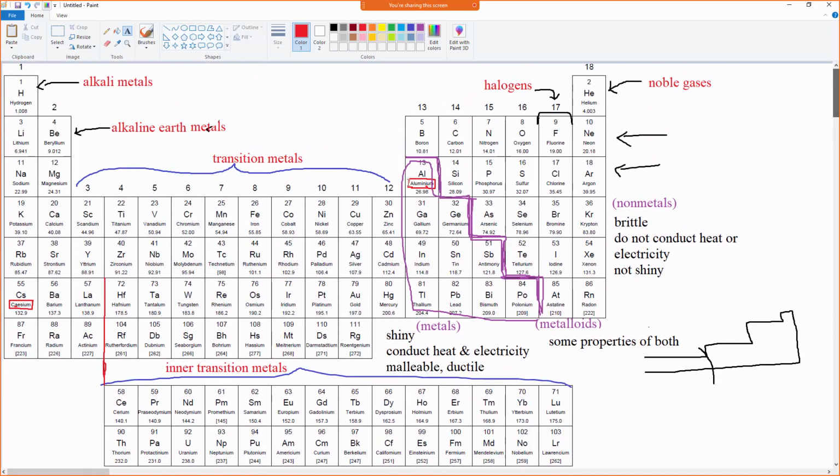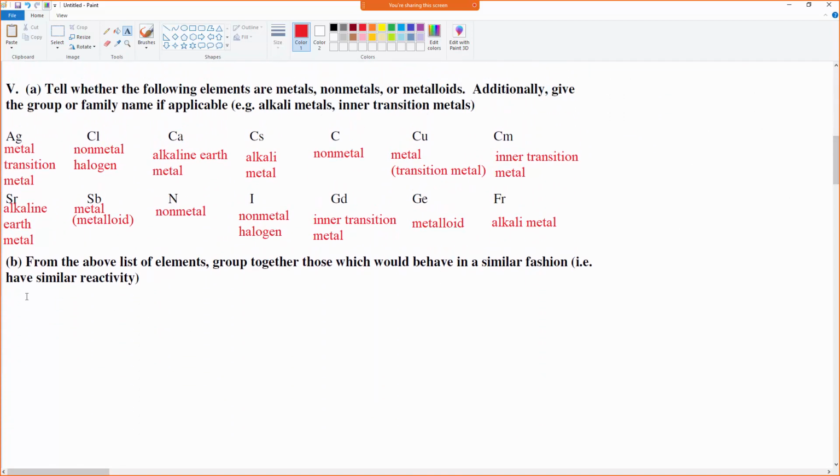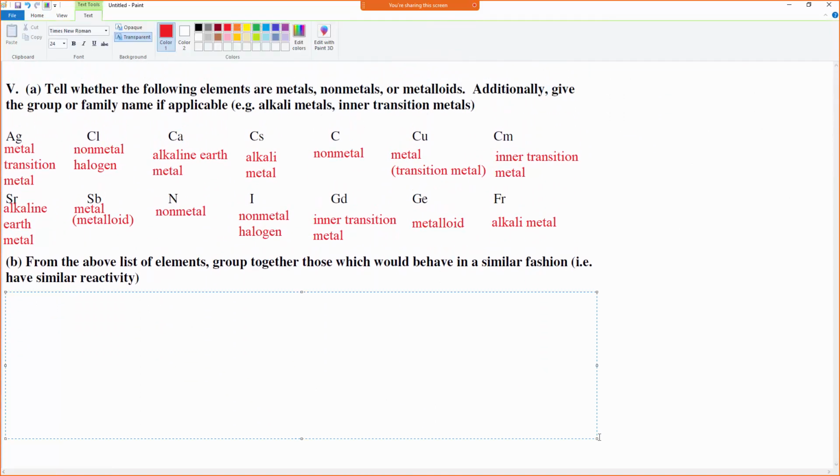So Erica says Cs and Fr, because both of these are in group 1. So they would have similar reactivities. And each of these has a pair. So you guys got Cs and Fr, and Erica's got also calcium and strontium, because those are both alkaline earth. So they're in that column. What else do you see?